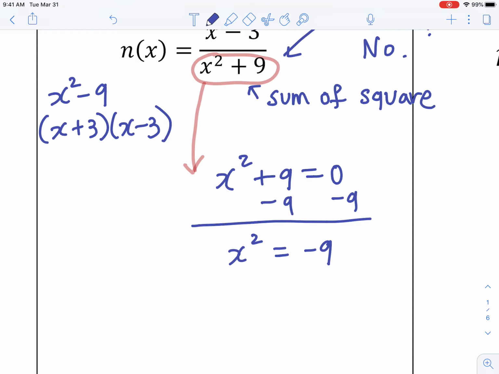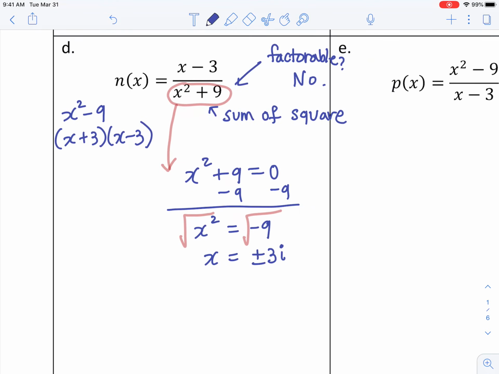Now we notice something's weird here, right? What kind of number can you square and get negative 9? No real number. So you take the square root of both sides and realize the square root of negative 9 gives x equals plus or minus 3i. Now, a vertical asymptote, we're going to be able to graph it, right? So how will you graph a vertical line at positive 3i and negative 3i? So this equation has no real solution.